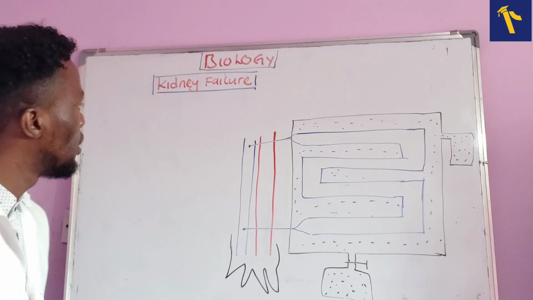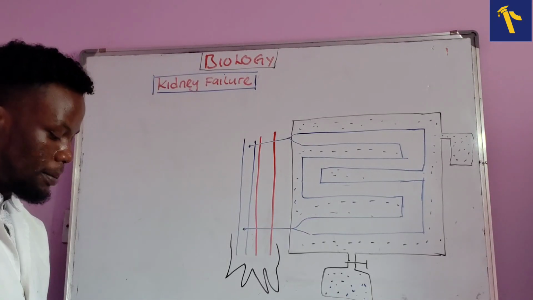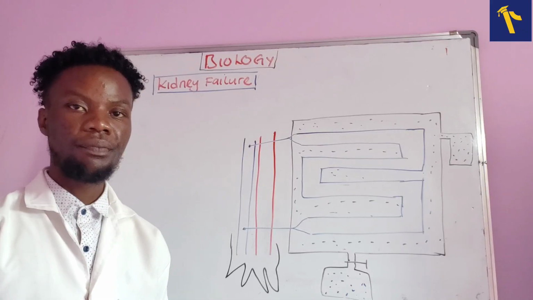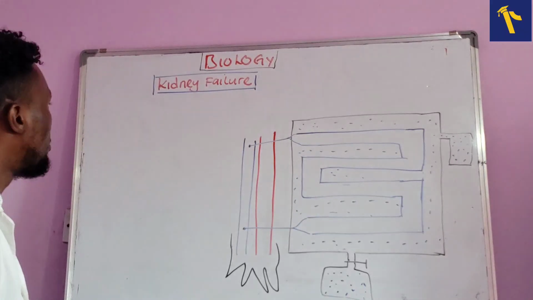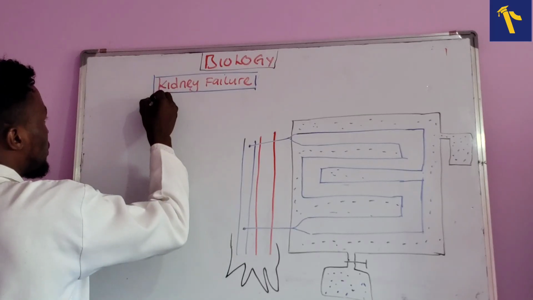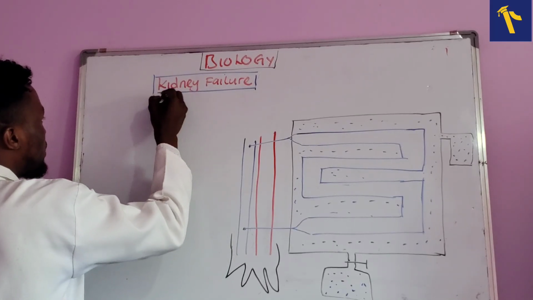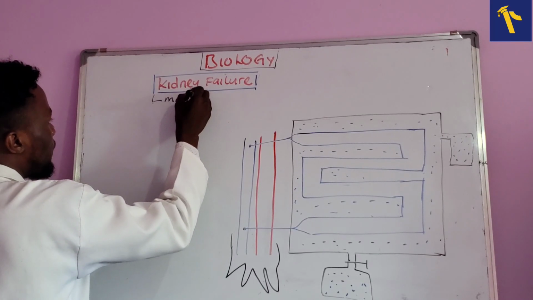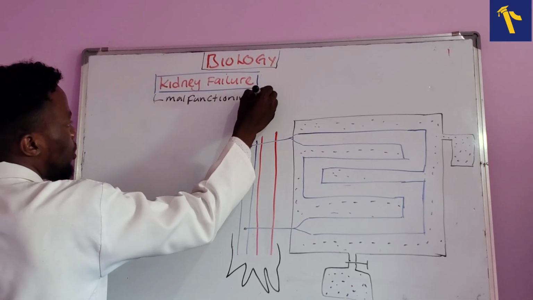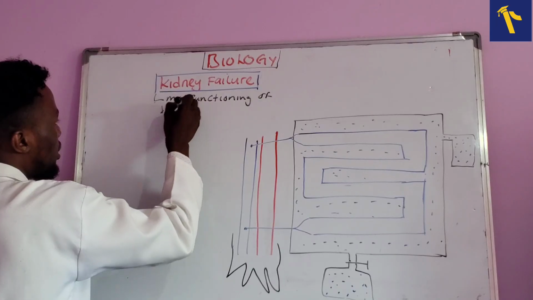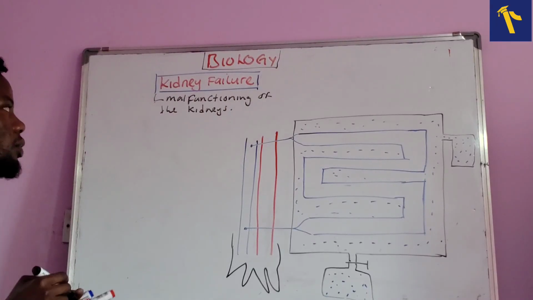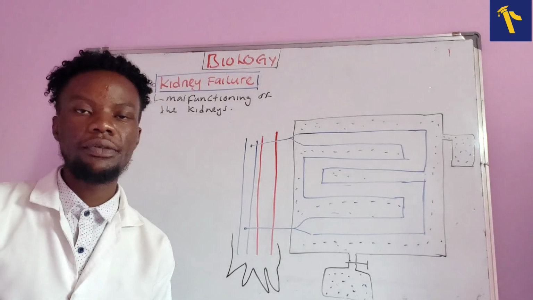Let us begin. So what is kidney failure? We'll just give it the simplest definition, which is malfunction of the kidneys. So kidney failure is just malfunctioning of the kidneys. That's what we call kidney failure, malfunction of the kidneys.